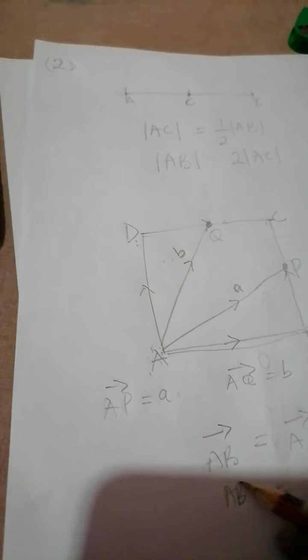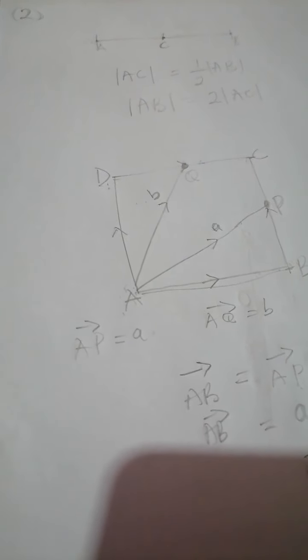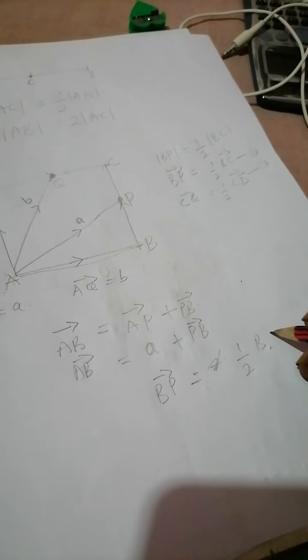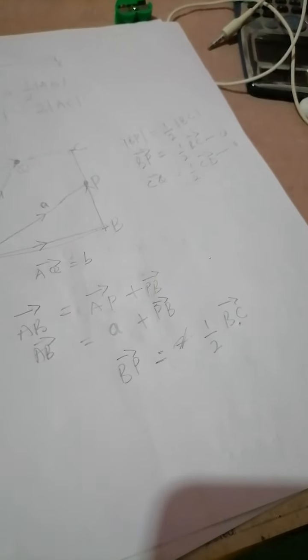Okay. Now what do we know from our midpoint scenario? We know that BP is what? It's half BC, right? Okay, so BP is half BC. That we know from the analysis we made.